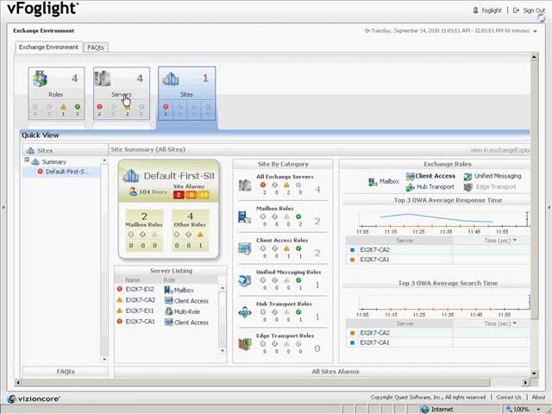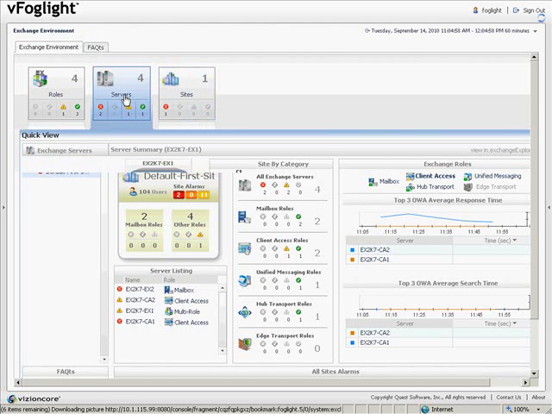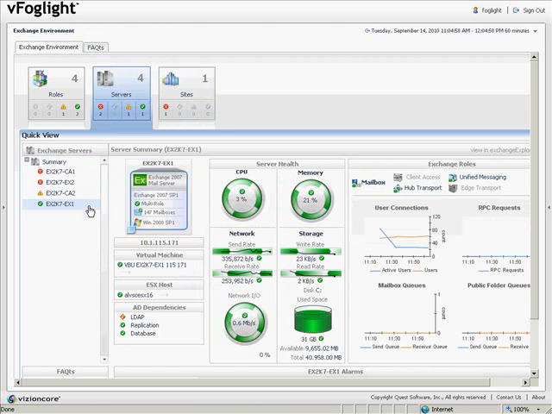Clicking on the server tile, we can see a list of servers. We can see for each server its status indicator, as well as more information that is coming from the virtual machine, information about the version of Exchange server, about number of mailboxes, about the operating system it's running, the IP, the ESX host, the Active Directory dependency, information about CPU, memory, storage, and network, as well as information about the different Exchange roles that exist for this server.